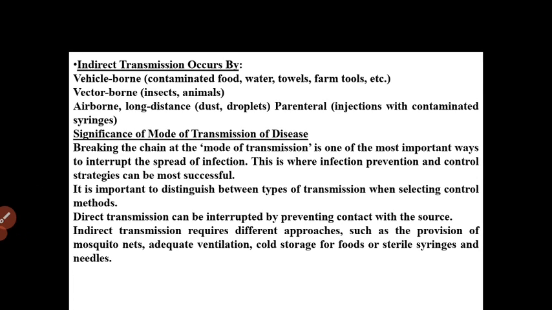Direct transmission can be interrupted by preventing contact with the source. Now you understand what is direct transmission, what is indirect transmission. So you can prevent contact with the source. You can interrupt. Now, indirect transmission requires different approaches such as provision of mosquito nets, adequate ventilation, cold storage for foods, or sterile syringes and needles. Fine.